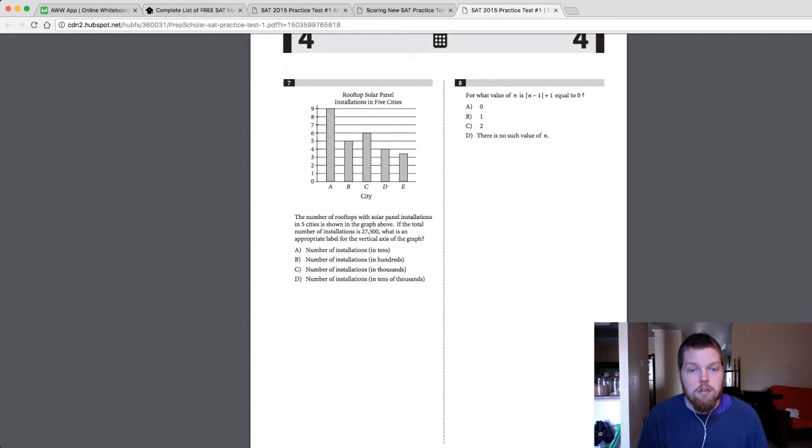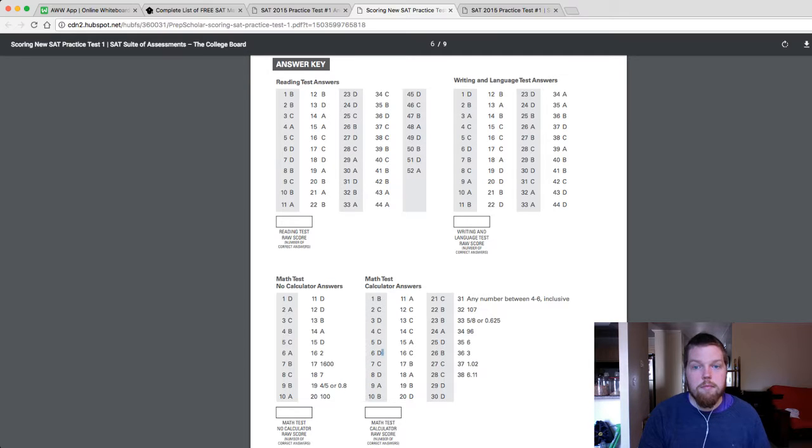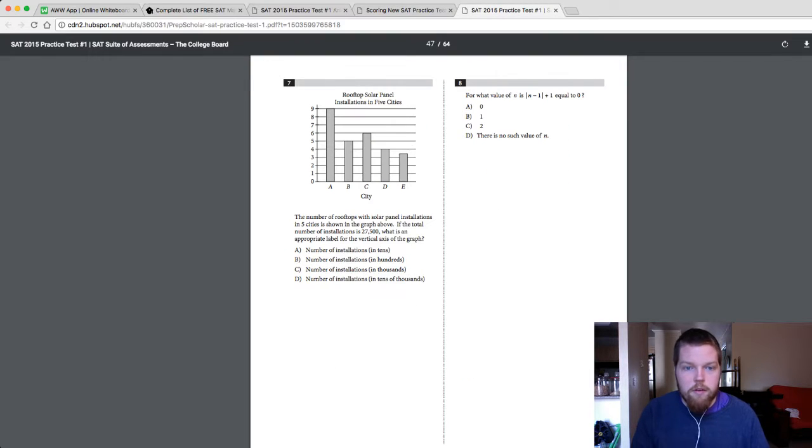Let's see if it's in thousands, would all of those lines add up to 27,500? So we have 9 plus 5 is 14, plus 6 is 20, plus 4 is 24, and plus 3.5 is 27,500. So if we labeled this in thousands, these would sum up to the total that they gave us. So I think that that would be the best answer. So number of installations in thousands. C for number 7. We got it.